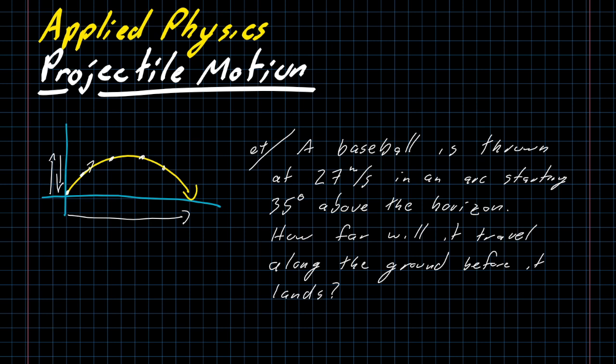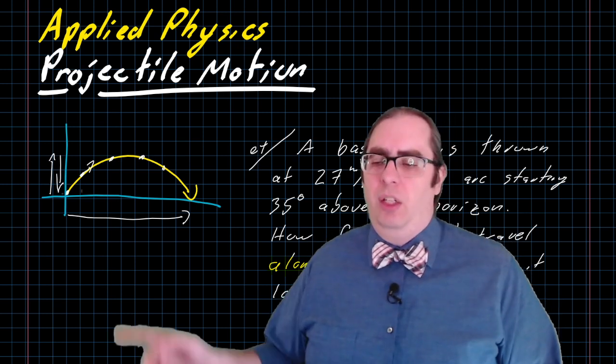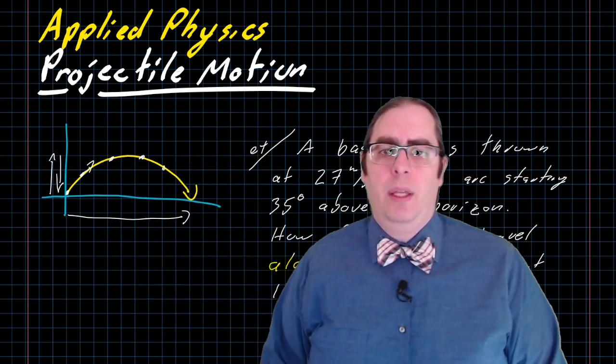A baseball is thrown at 27 meters per second in an arc starting 35 degrees above the horizon. How far will it travel along the ground before it lands? The phrasing here might seem a little bit counterintuitive at first. How far will it travel along the ground? Well, it won't travel along the ground. It will travel in an arc through the air.